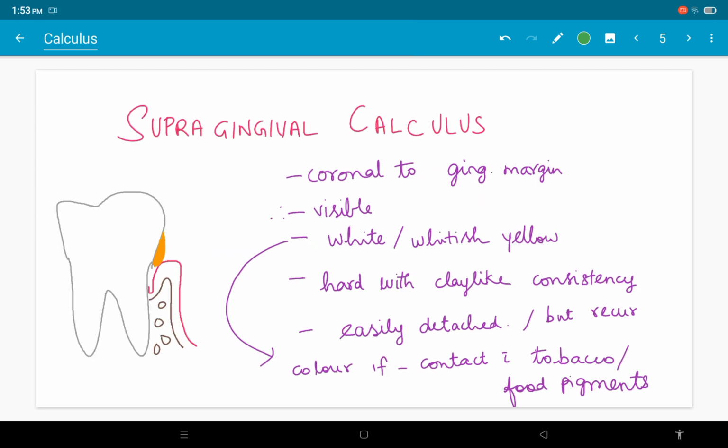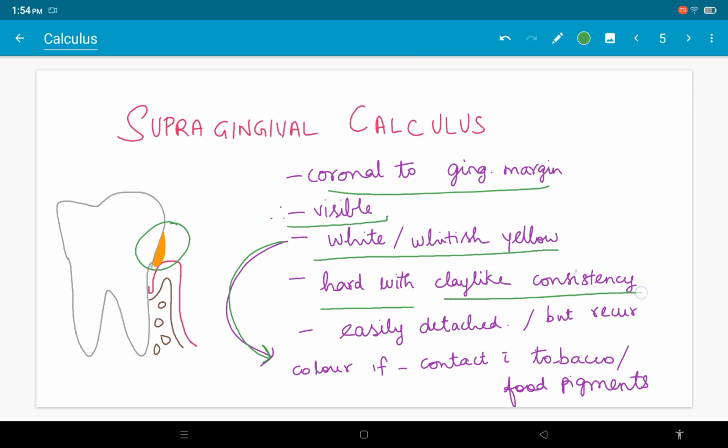The classification of calculus depends on the location: supragingival calculus and subgingival calculus. Supragingival calculus depends on the site. It is coronal to the gingival margin, this yellow colored part. Since it is coronal, it is visible to the naked eye. It is white or whitish yellow in color, and the color is often influenced by tobacco use or food pigments. It is hard with clay-like consistency. It is easily detachable but recurs often.